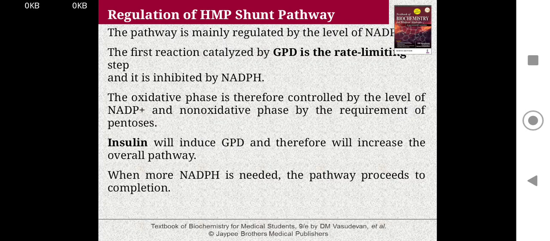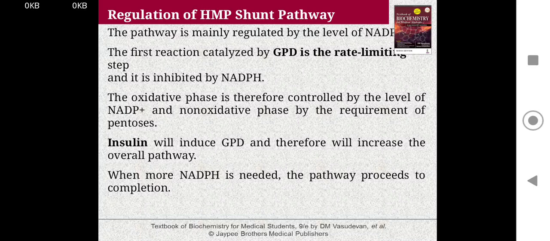Regulation of HMP shunt pathway. The pathway is mainly regulated by the level of NADPH. The first reaction is catalyzed by G6PD. Glucose 6-phosphate dehydrogenase is the rate limiting step, and it is inhibited by the level of NADPH. The oxidative phase is therefore controlled by the level of NADP plus and the non-oxidative phase by the requirement of pentose.